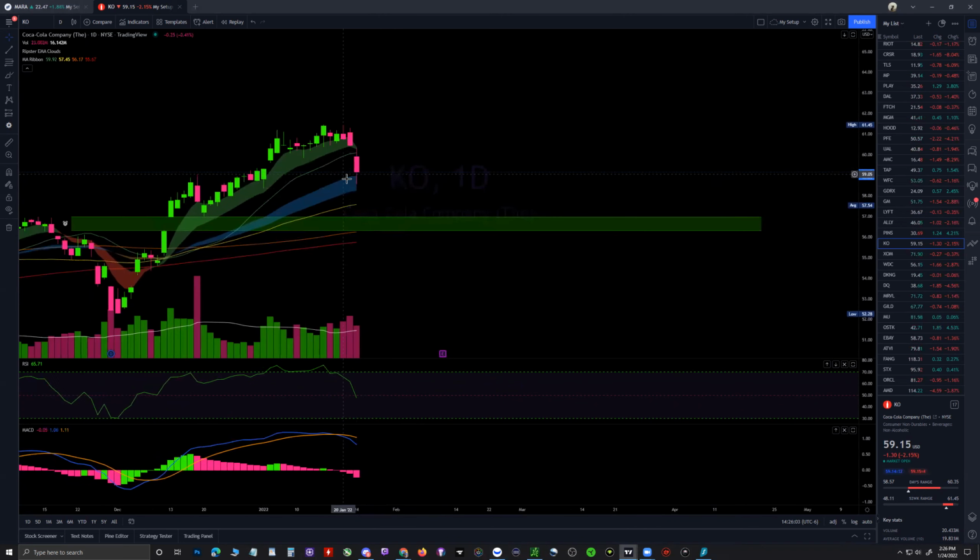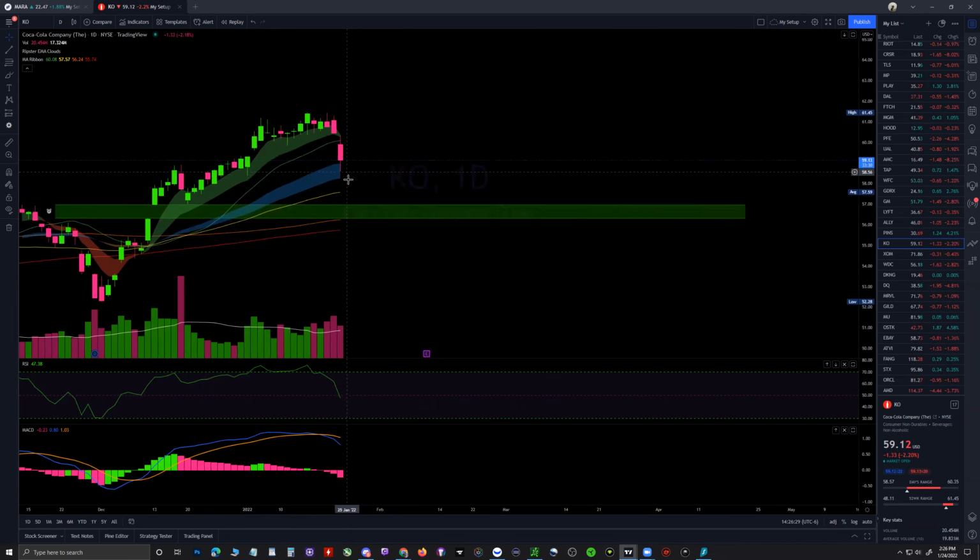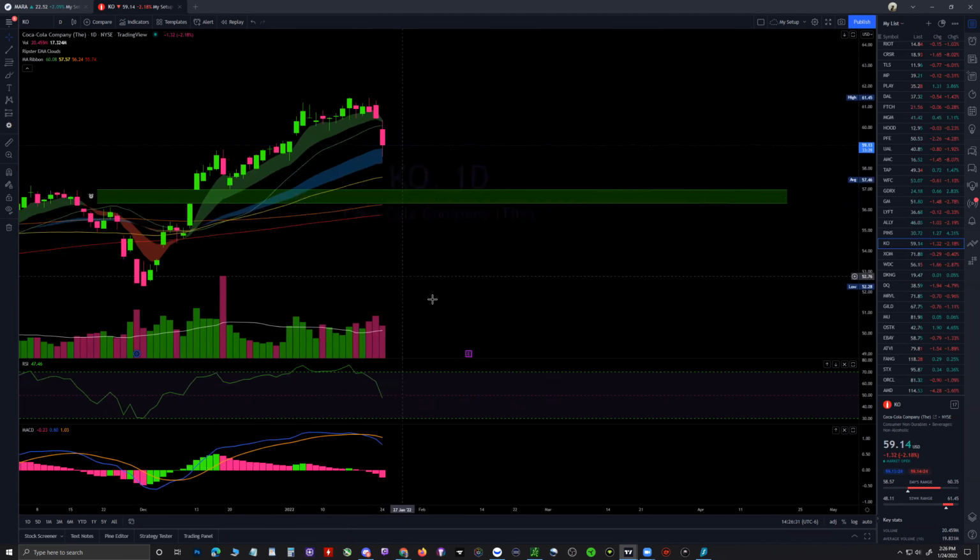Coca-Cola. And it looks like it's bouncing off of this support EMA cloud. These are the Ripster EMA clouds. The green cloud is your resistance. The blue cloud is your support. So it looks like it's bouncing off of the blue EMA cloud. But it could very well push past it tomorrow, and we could see it start to work its way towards a gap fill.